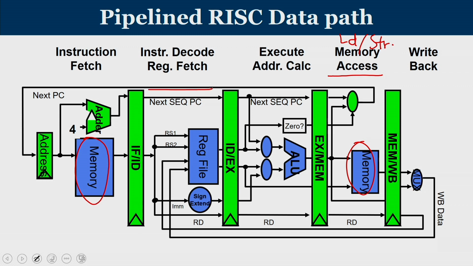All other 3 stages, stage number 2, stage number 3 and stage number 5, are completely internal to the processor, and the control logic and the register file together get the things done for that particular instruction in decode, execute and write back stages.